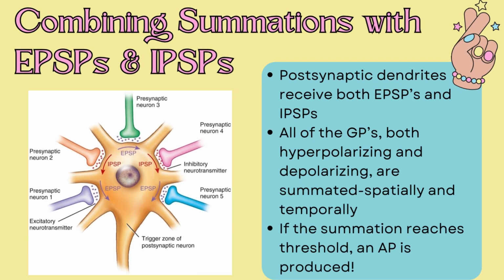Postsynaptic dendrites receive EPSPs and IPSPs, which produce graded potentials. All of the graded potentials, be they hyperpolarizing or depolarizing, are summated, both spatially and temporally. If the summation reaches threshold, an action potential is produced at the trigger zone.